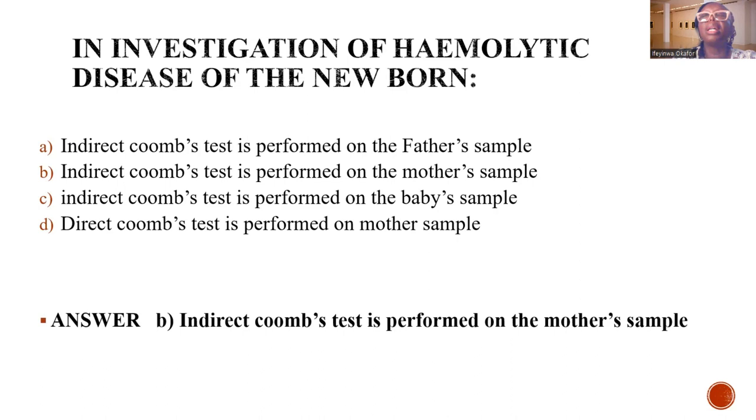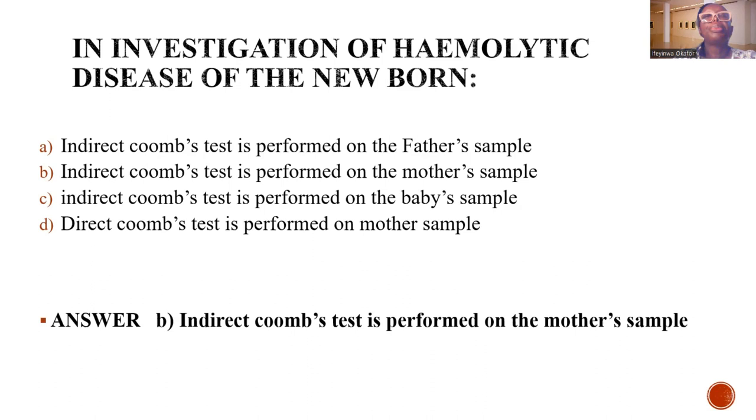The correct answer is B: indirect Coombs test is performed on the mother's sample, while direct Coombs test is performed on the baby's sample.